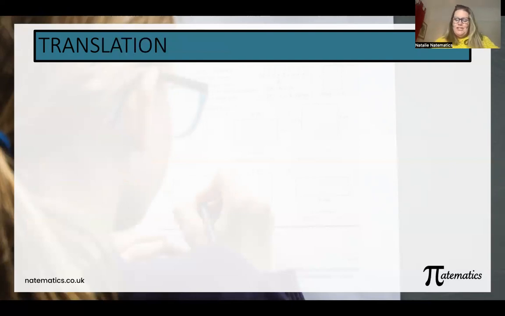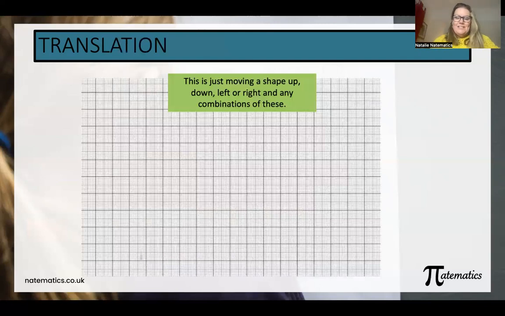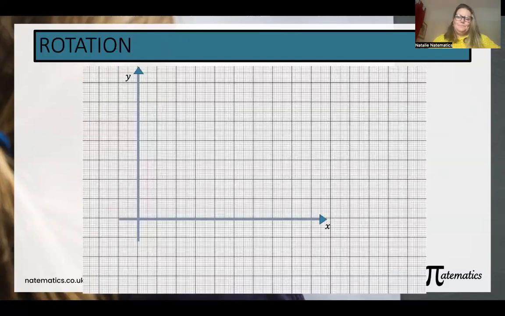So a translation is where we just move a shape up or down, left or right, or any of those combinations. So it doesn't get bigger or smaller. It doesn't rotate. It's not a reflection. So literally, it's almost like you've taken it and moved it up or down. And so a rotation, now bearing in mind, I will go into a bit more detail of those in a little while.